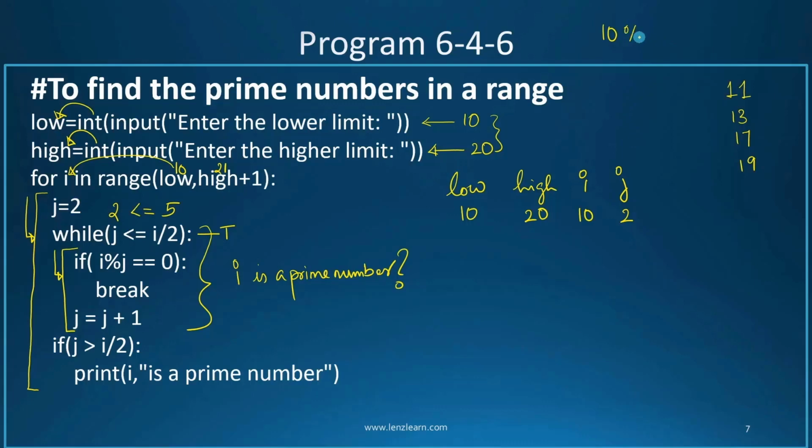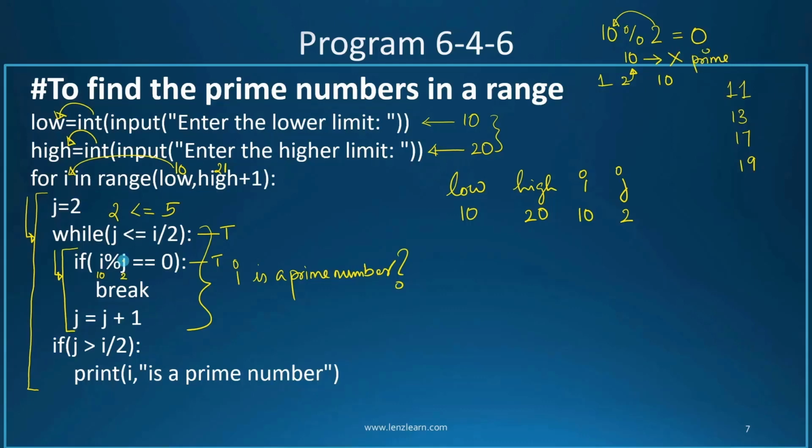So how will I do that? If I do 10 modulo 2 and I get the remainder as 0, then I can understand 2 is a factor of 10. Here the value of i is 10 modulo the value of j, which is 2. So this will evaluate to 0, and this condition will be true. So now 10 is not a prime number because apart from 1 and 10, I have identified 2 also is a factor of 10. So now I can understand 10 is not a prime number.